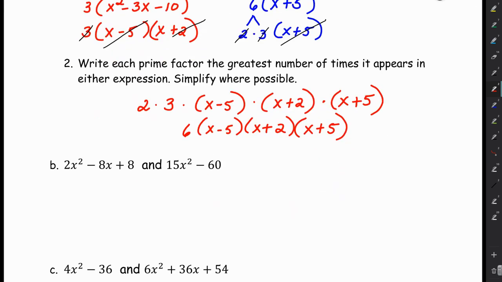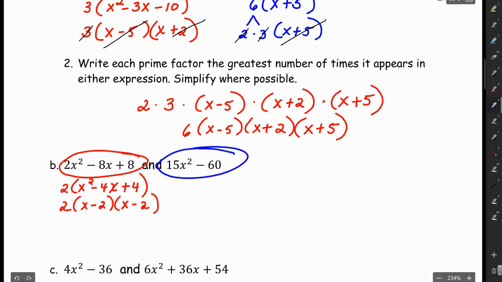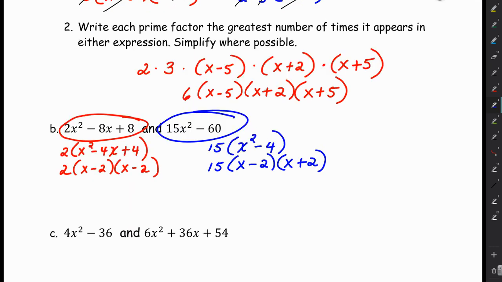All right, so let's take a look at the next one. First, we want to factor each expression. We can pull a 2 out of the first one. I'll do that in red. Looks like we can pull a 15 out. All right, and then what we're left with is x squared minus 4. And that's the difference of two squares. So we do want to just continue to factor this 15 to be 3 and 5. We want prime factors here.